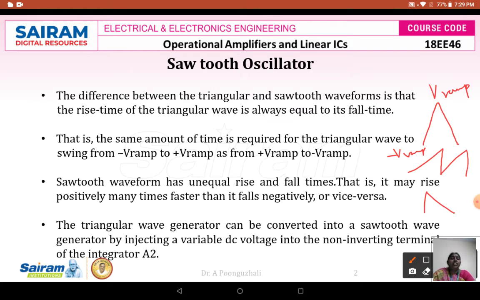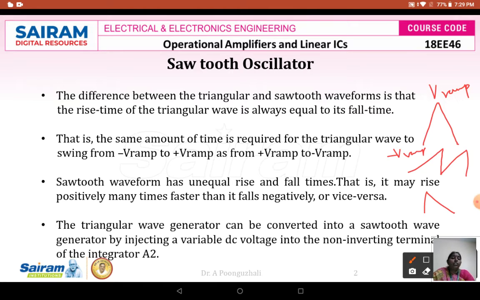We can convert the triangular waveform to a sawtooth waveform just by modifying the non-inverting terminal of the integrator. What we did before was ground it. Instead of grounding the non-inverting terminal of the integrator, we can connect a potentiometer there, where the ends of the potentiometer are connected to plus VCC and minus VEE, the positive voltage and the negative voltage.